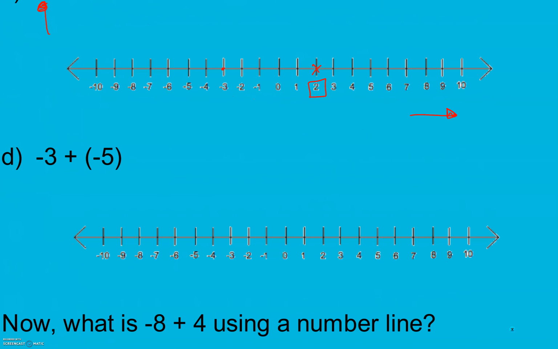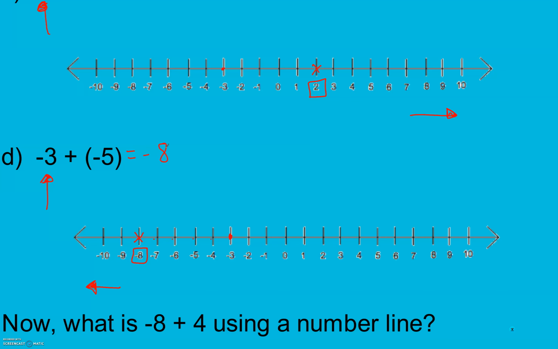And for D, I start at -3. And negative numbers go to the left. So I'm going to go left 5. X marks the spot, and we get -8.